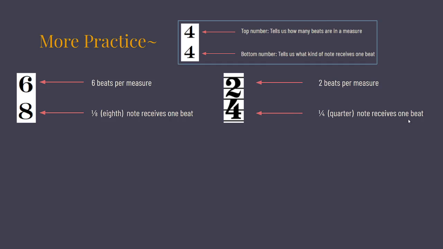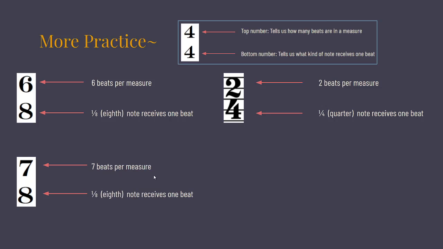Okay, so now we have 2 more examples. Here we have a 7 as the top number and an 8 as the bottom number. So just take 10 seconds now to figure out what the top number means, and what the bottom number means. If you need help, you can always refer to this little reference chart at the top of the slide. Cool, okay. So if you are correct, you should have gotten 7 beats per measure, and the 8th note receives 1 beat.